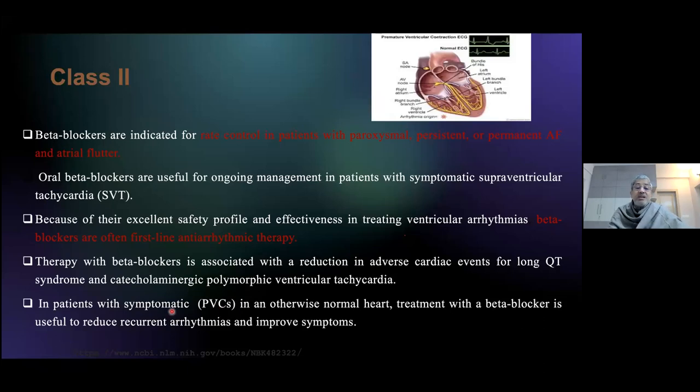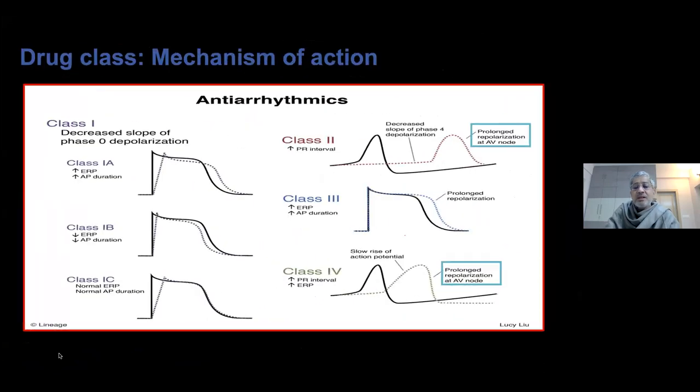In patients with symptomatic PVC, there are a lot of patients who come saying, sir, my beat is missing, what am I going to do? Don't give amiodarone, don't give flecainide or mexiletine. Those are costly and have long-term side effects. So you can safely give a beta blocker. So beta blocker should actually be the cornerstone of all arrhythmia management as of 2022.